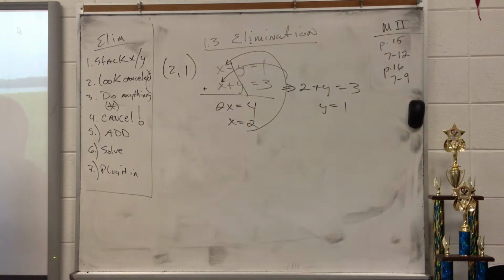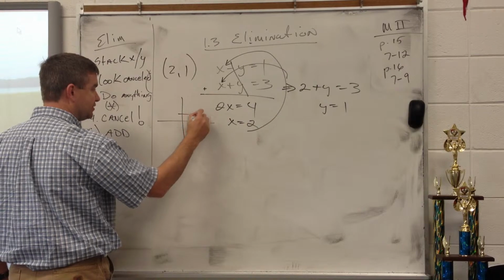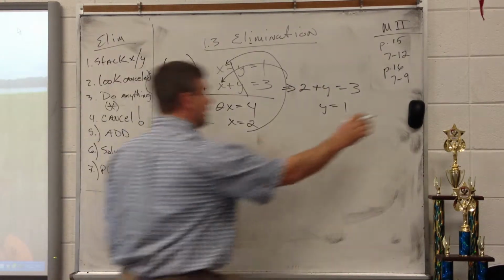If we were to graph the two lines, they would intersect at 2, 1, and look something like that. Questions? What method is this? Elimination. We are eliminating one of the variables. It doesn't matter which one, it's whichever one is set up for us to eliminate. Questions? I want to move on to a harder example. Anybody have a question? All right.